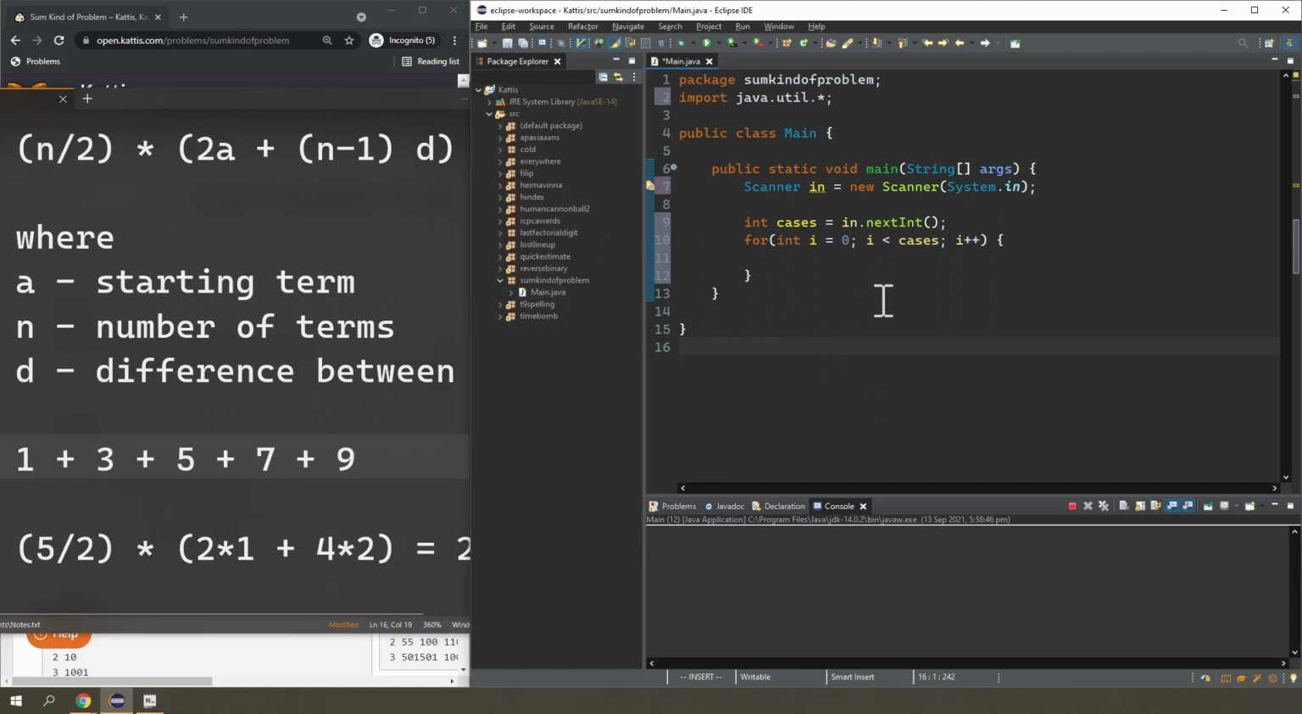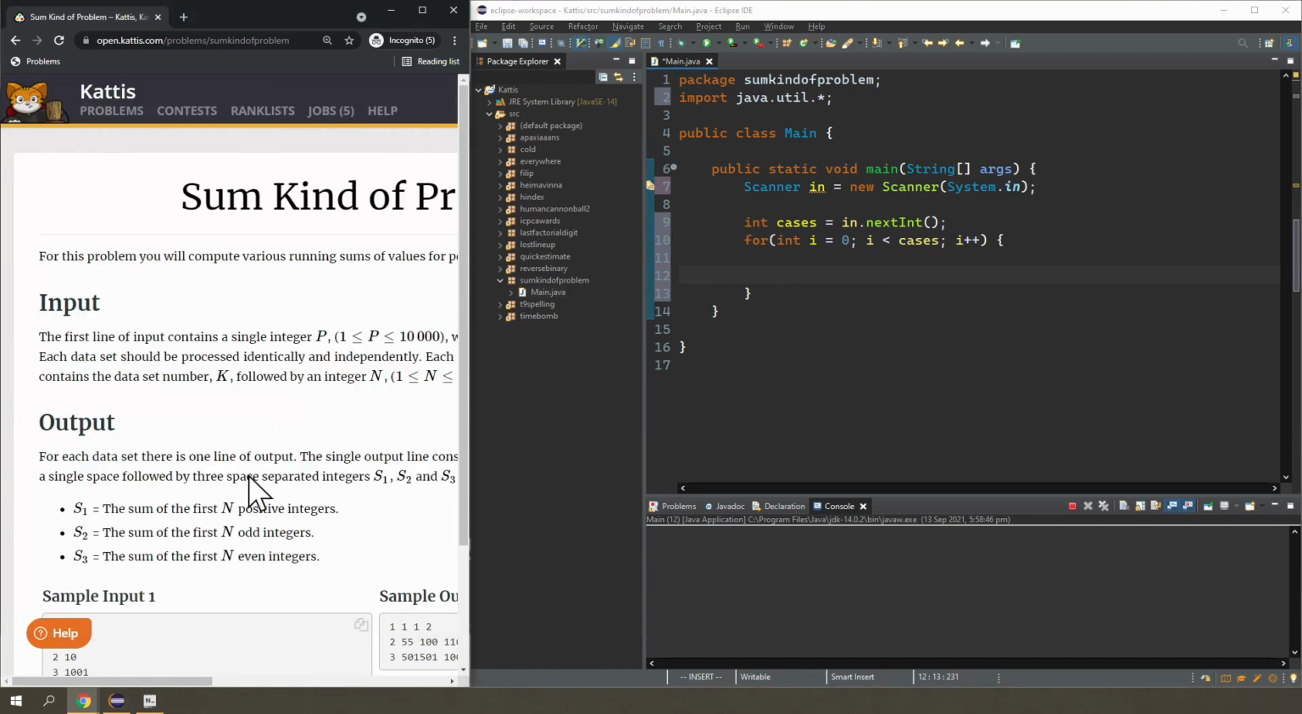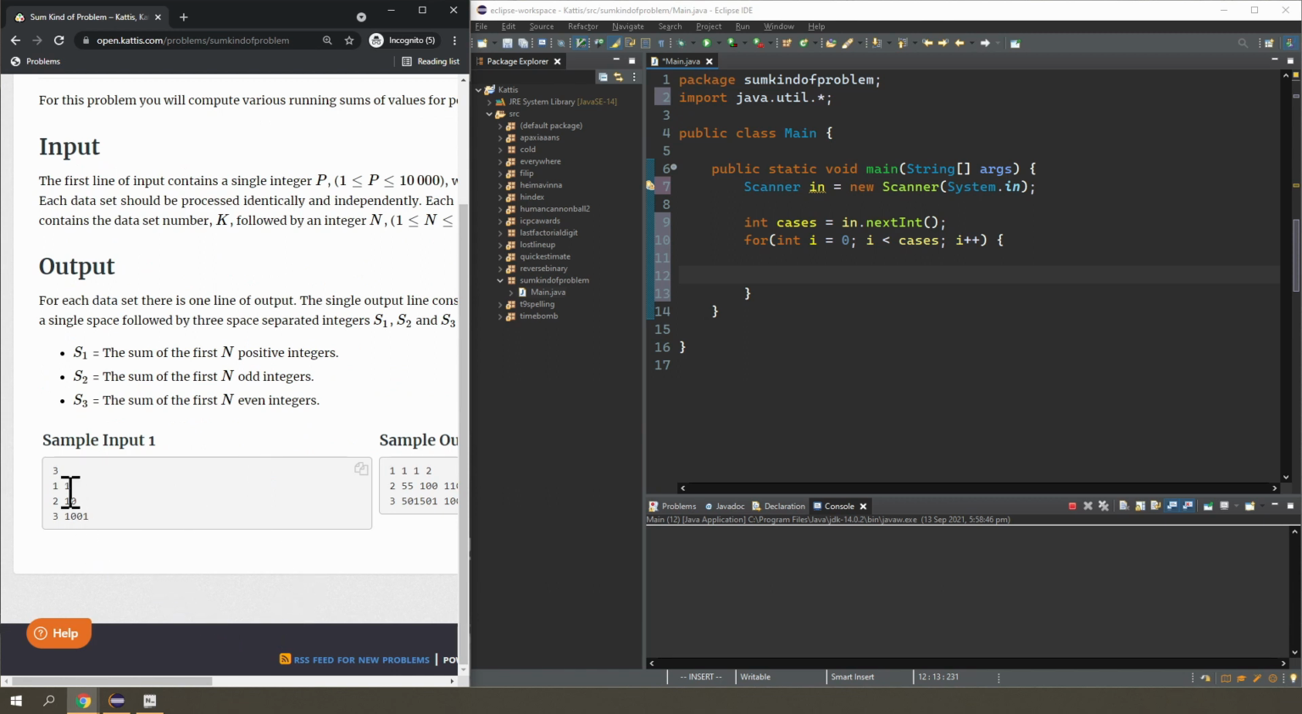Okay. All right, so I need 3 terms. Sorry, I need 3 sums. Let's call it sum 1, sum 2, sum 3. Oh, by the way, you have to output the case number. Well, if the first input is 3, you're going to have 3 cases, 1, 2, 3. I'm not going to take for granted that they're going to give me 1, 2, 3 in order.